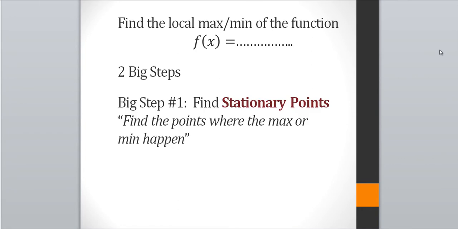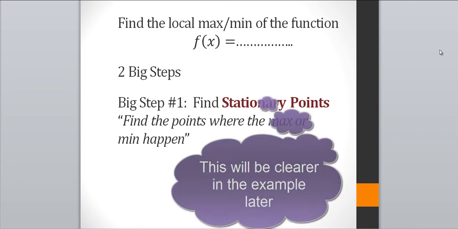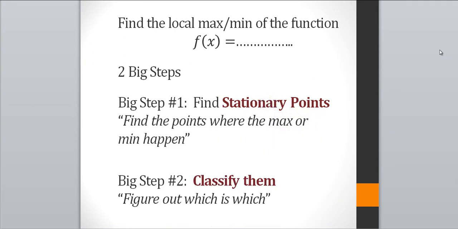The first one is I need to find the stationary points. Now, all the stationary points are the points where there is either a maximum or a minimum. Once I find the stationary points, all I can say is there is either a max or a minimum there, and there is either a max or a minimum at that stationary point. I can't say which is which, and that's the next step. Figure out which is which, or classify them.